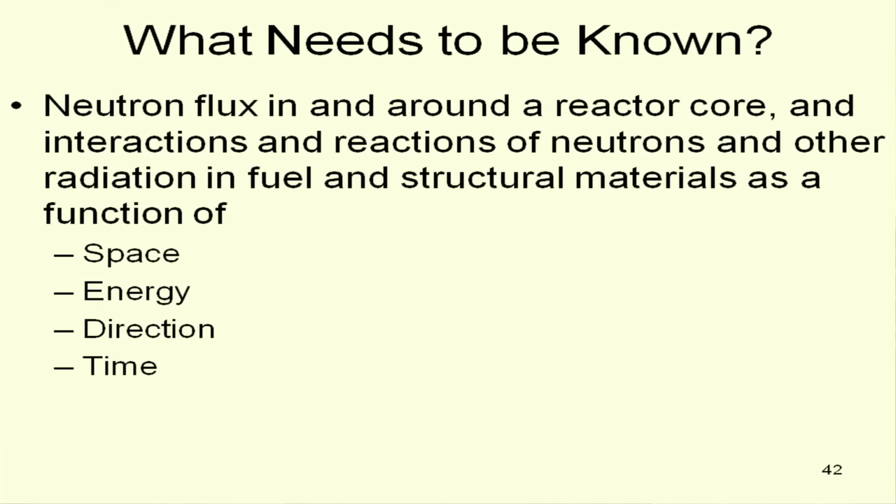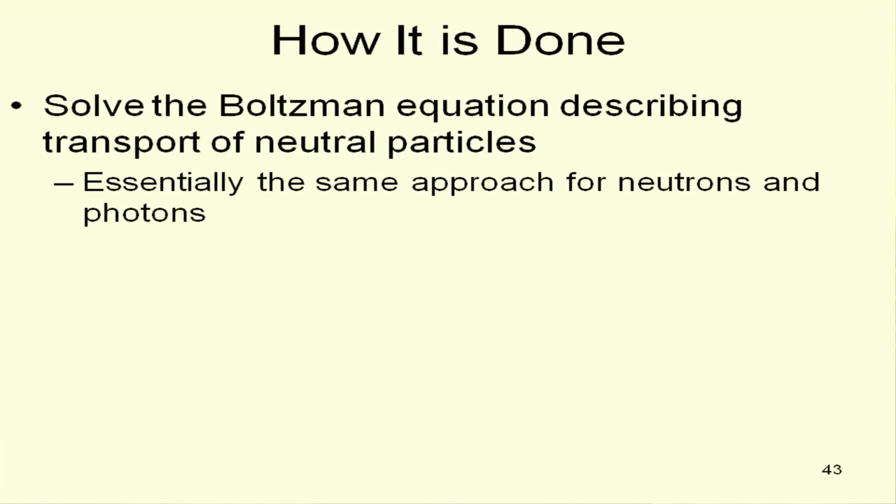What do we need to know? And I'm going to focus mostly on the neutrons here, since that's what makes a reactor go. You need to know the neutron flux in and around a reactor core and the reactions of the neutrons in the fuel and the structural materials, to some extent other radiation, but most of the other radiation isn't very important. It's mostly the neutrons, but as a function of space, energy, direction, and time. And a fellow named Boltzmann developed an equation that does just that. It describes the transport of neutral particles, meaning it won't work for protons or alpha particles or anything like that, but gamma rays and neutrons, that's what the equation is for.